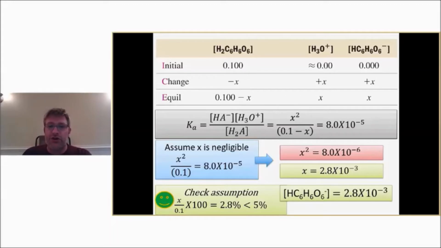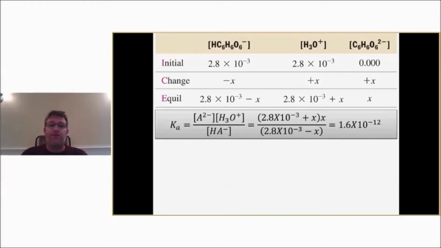Therefore, the concentration of our conjugate base, C6H7O6 minus, is 2.8 times 10 to the minus third. Also, our concentration of H3O plus from this equation is 2.8 times 10 to the minus third, because both of these different species have a final concentration of x. Now, we can bring both of those forward to our next equilibrium. So we found out from our first equilibrium what the initial concentrations of both of our species are for our second equilibrium. We know that our concentration of our 2 minus ion is 0 because we haven't made it that far yet.